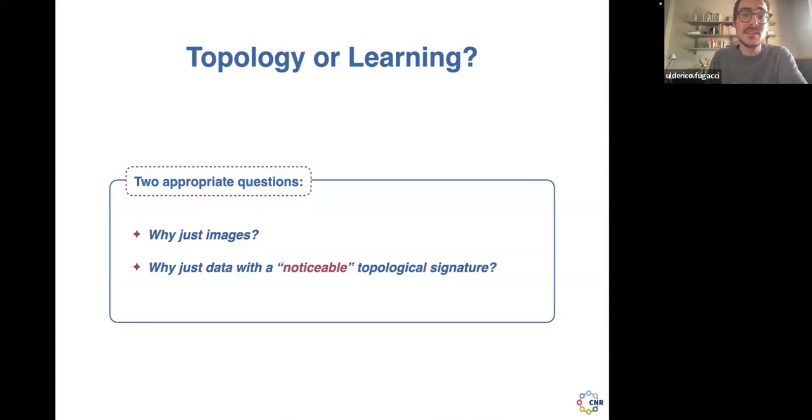But in some sense, this choice of making the topological signature visually identifiable is made for considering a large audience. And probably a further step of this kind of analysis should prove to the audience, which is not familiar with topological data analysis, that several times a topological signature is present in the data, even if it's not immediately visible. So this is, of course, one step further that we would like to do in our analysis.